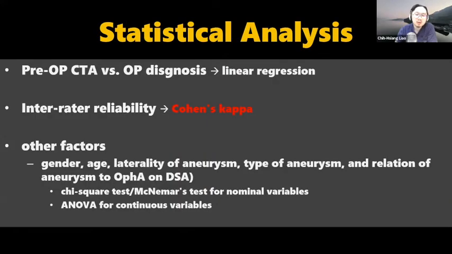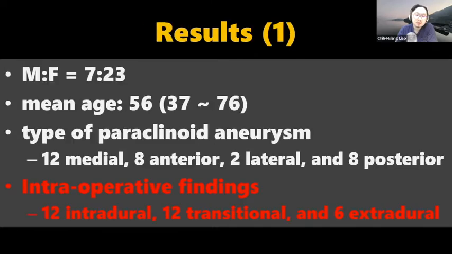After examining all these patients, I used linear regression and Cohen's kappa to evaluate the accuracy of the diagnosis. The demographics of the patients are here, and for the type of paraclinoid aneurysm, 12 are medial type, 8 are anterior type, 2 are lateral, and 8 are posterior type. The intraoperative findings were 12 intradural aneurysms, 12 transitional, and 6 extradural.